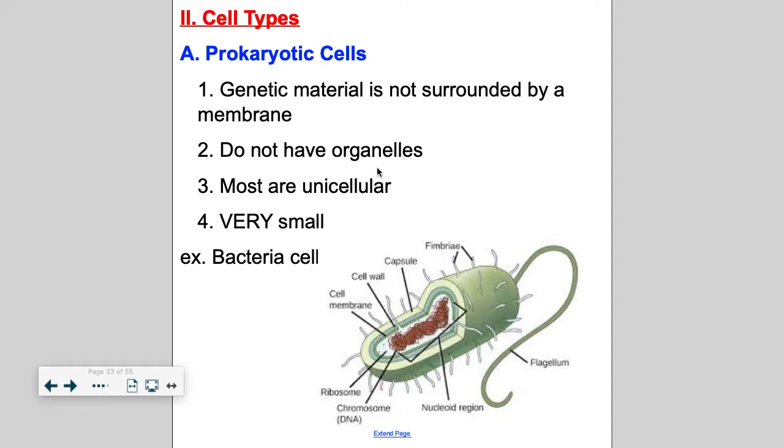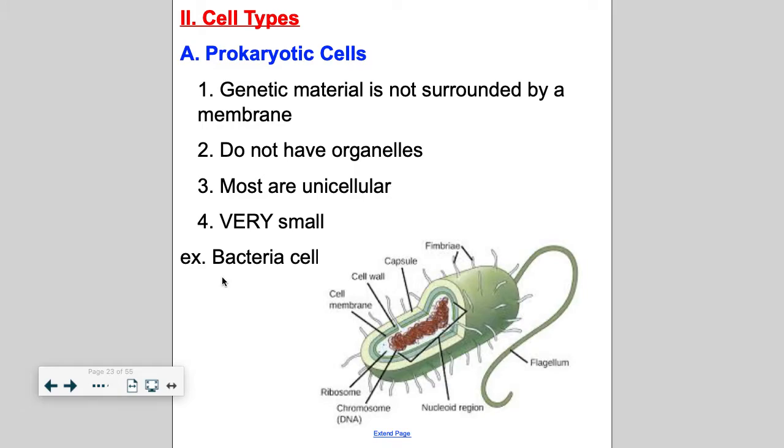And if you take a look at this word organelles, it has the word organ in it. Organelles actually means tiny organs. Cells can have tiny organs, kind of like how we have organs. I'll discuss organelles in depth on the next slide, but prokaryotic cells don't have organelles. Most prokaryotic cells are unicellular. That prefix uni means one-celled, and they are very, very small.